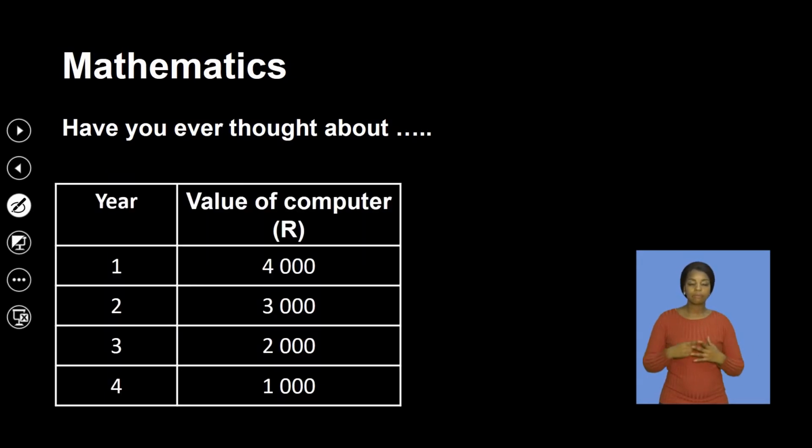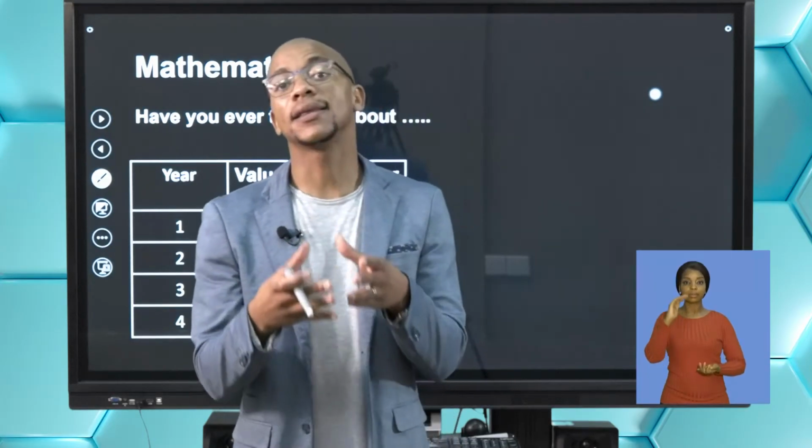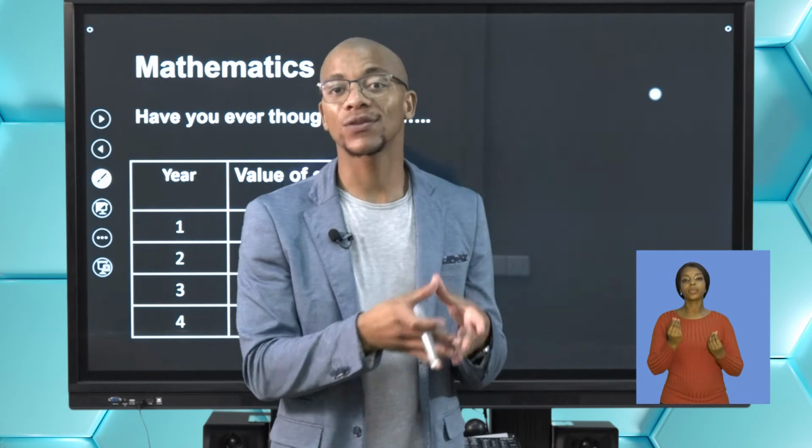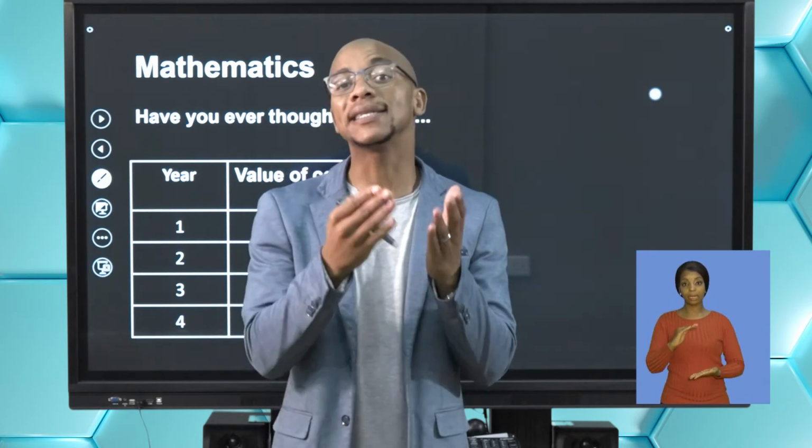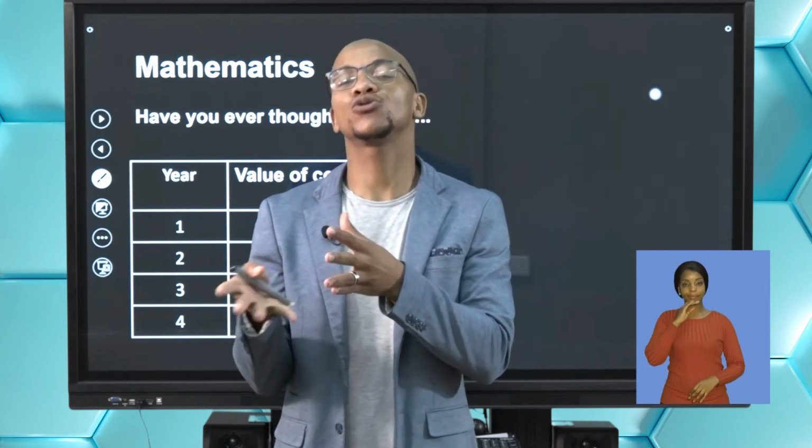Now, if we look at this in terms of a table, this is what we are talking about. So first year, you bought it, it was 4,000. Second year, it's now worth 3,000. Third year, it's now worth 2,000. Fourth year, it's now worth 1,000. So what does this mean? It's a decrease in the price that you bought it for. So that's what depreciation is all about. Depreciation is about a decrease in the price that you bought whatever the goods are that you bought at that time.